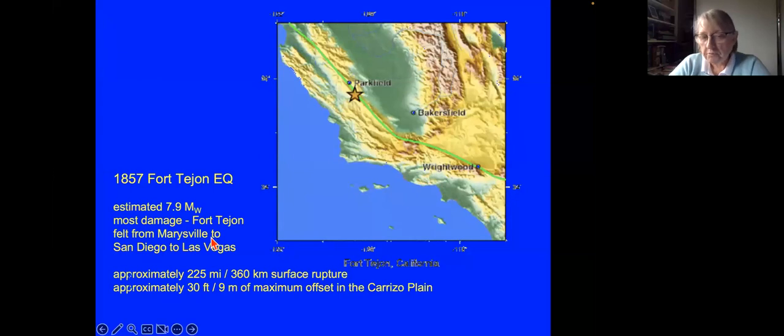This earthquake was felt from Marysville, which is in Northern California. That is approximately 60, 70 miles north of Sacramento, all the way down to San Diego. It was probably felt down in Mexico, but we kind of have a U.S.-centered story on this. And so I don't know how far down into Mexico it was felt, but it was felt east as far as Las Vegas.